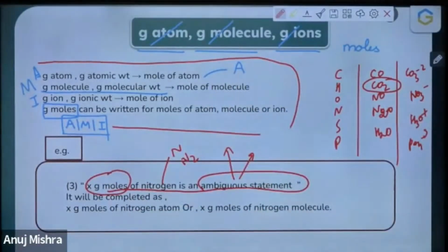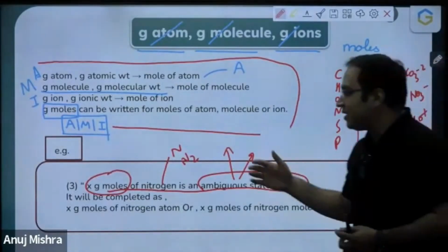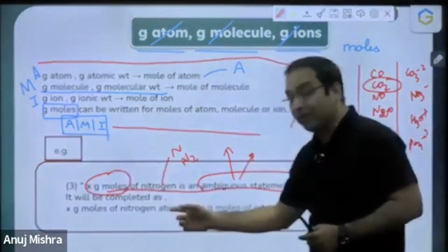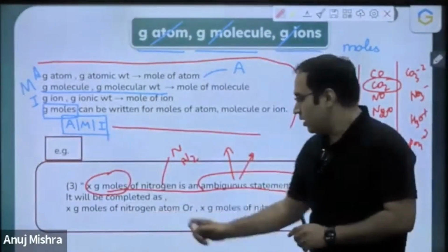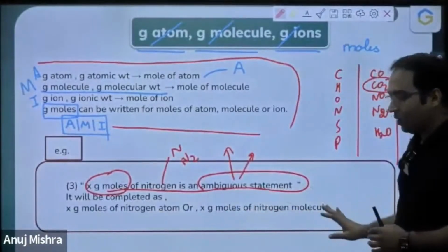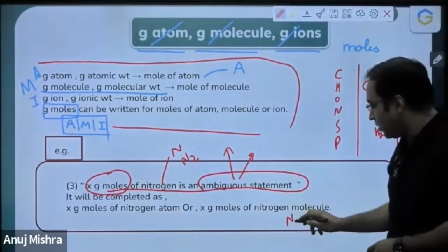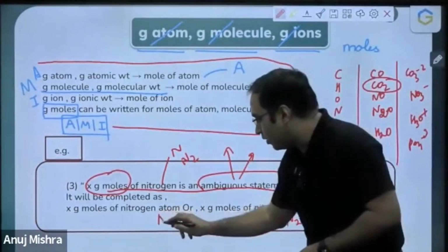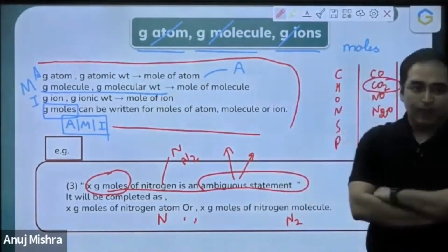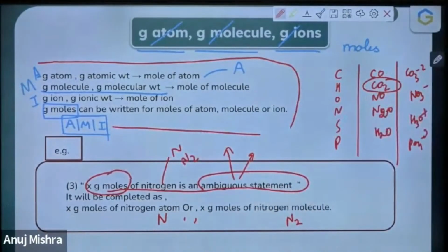The confusion will go if you say X gram moles of nitrogen atom, then it is N. If you say X gram moles of nitrogen molecule, that's also clear. That means we are talking about N2. If you write this, you talk about N2. If you write this, you talk about N. Make sense? Any problem with this? Any issues with this part?